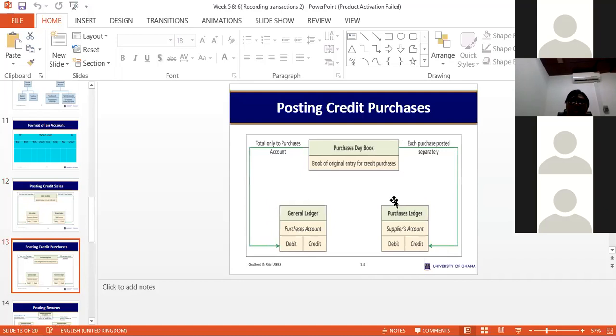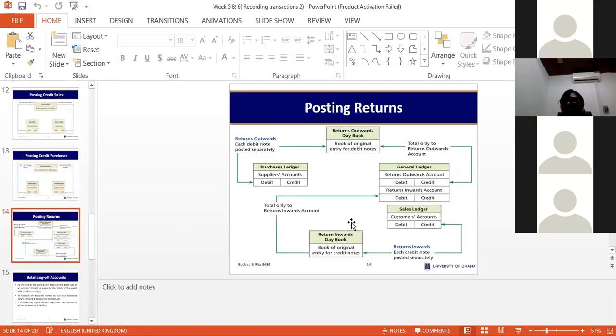Similarly, when we post, these relate to credit sales and credit purchases, because those are the ones that reflect in the purchases day book and sales day book. So similarly, for the purchases day book, send the total to the purchases account in the general ledger, whilst the individual suppliers, the individual people who have supplied us, for instance, in the question we solved, we saw Susie, we saw Powell. We would have to open the individual accounts for Powell under the purchases ledger and move their individual transactions to their accounts. And that is for the credit purchases.